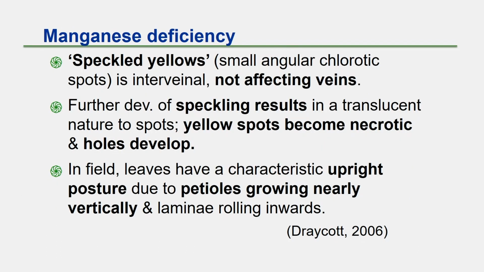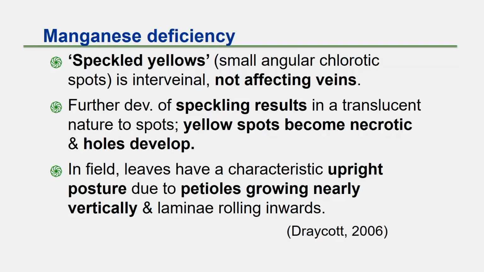Now, we go to manganese deficiency. Manganese is also an important micronutrient which is used for splitting of water molecule in photosynthesis, and it has many other important roles which are indispensable for survival and growth of plants.